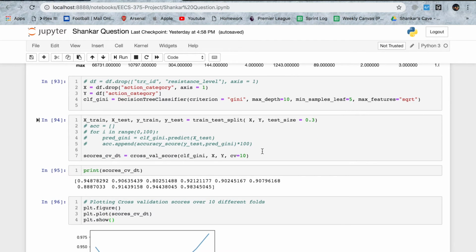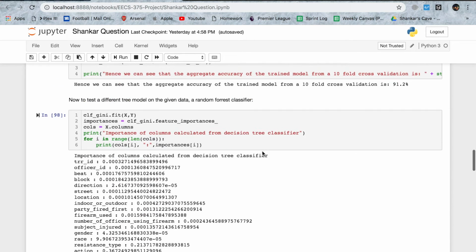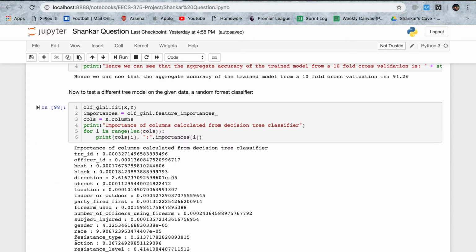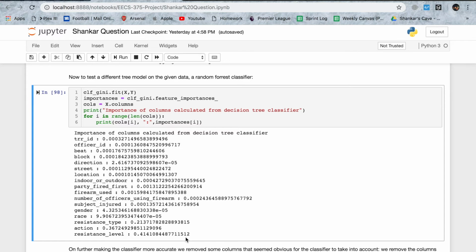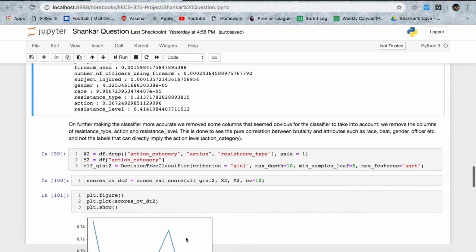We used a decision tree classifier initially and we got an accuracy of 91%, but this accuracy was flawed as we'd used examples of resistance type, action, and resistance level. We removed resistance type as well as action as there were obvious classifiers as to how severe the action would be, making our model a little more efficient in prediction.